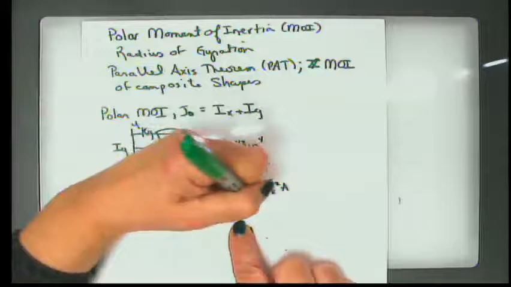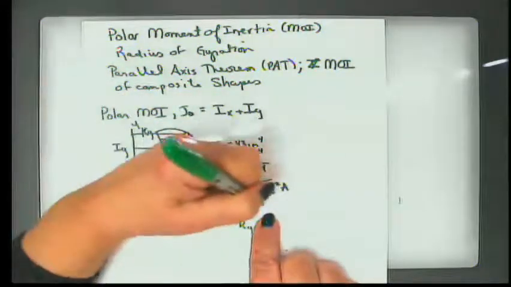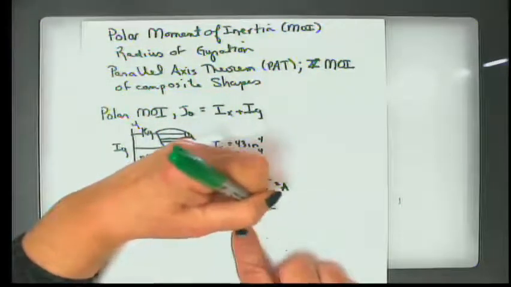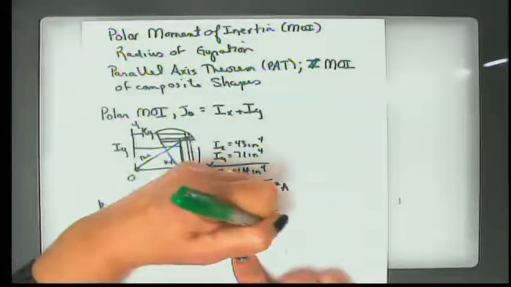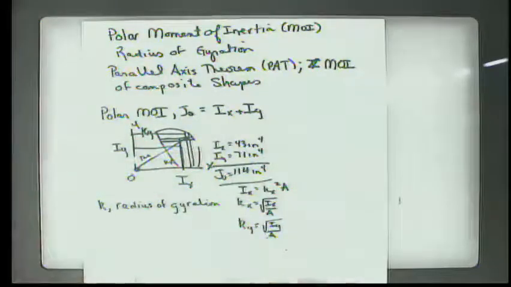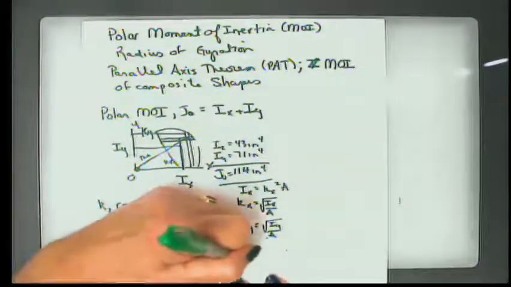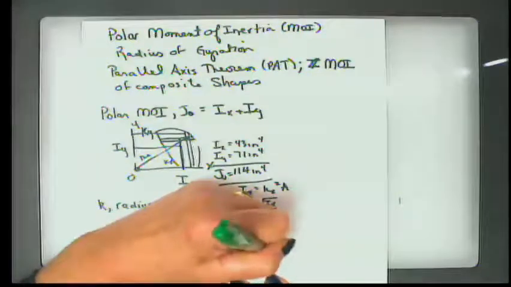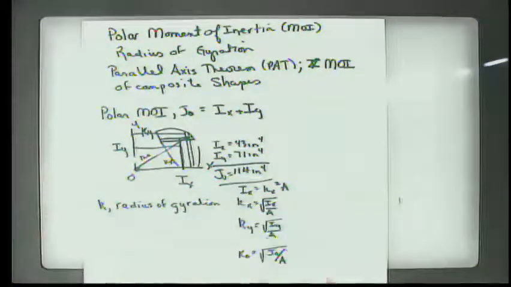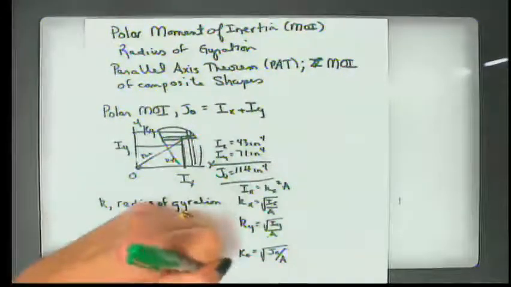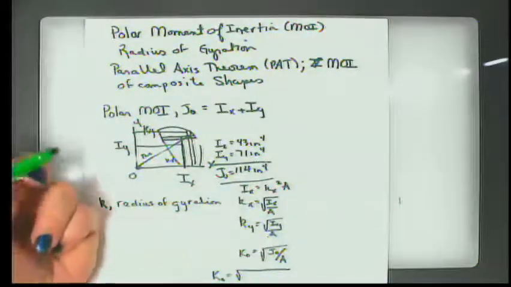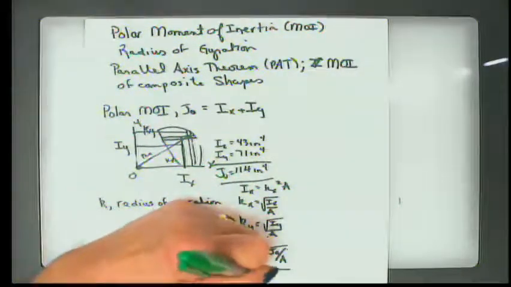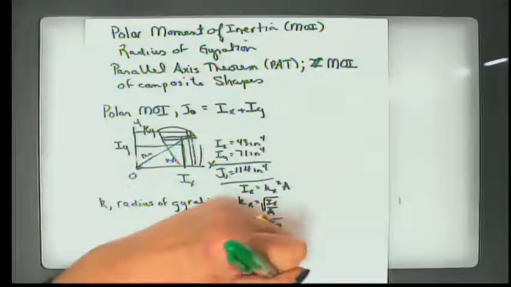So that means that k sub x is going to equal the square root of I sub x over A. K sub y then must be the square root of I sub y over A. And last but not least, k sub 0 is the square root of J sub 0 over A. So they're easy to calculate if you, in fact, have the formulas. The other thing is that k sub 0, if you have your radii of gyration about the other two axes, you can use the Pythagorean theorem to find them.